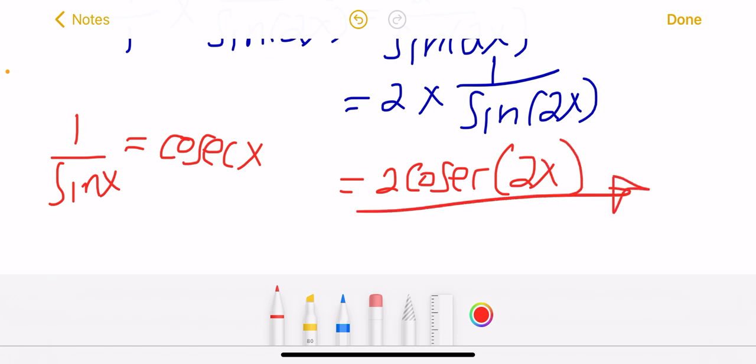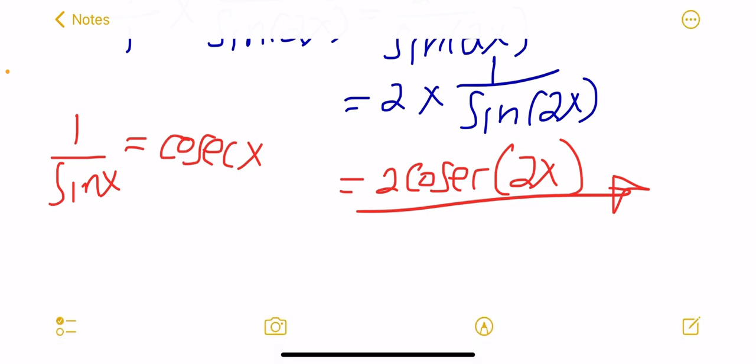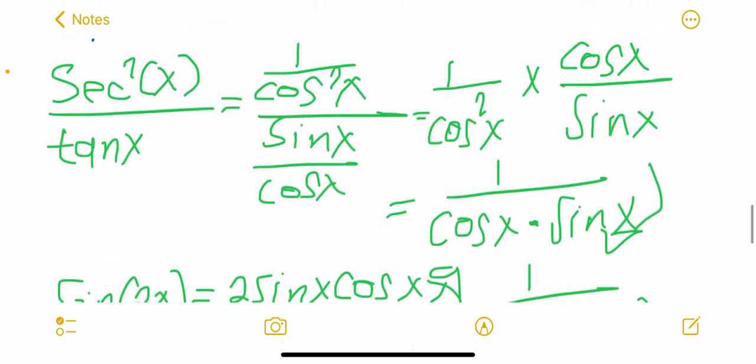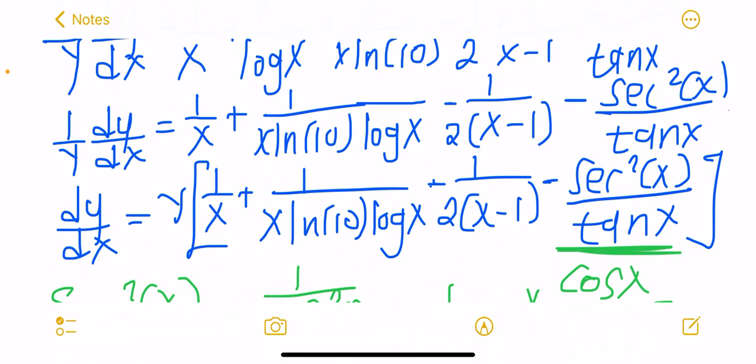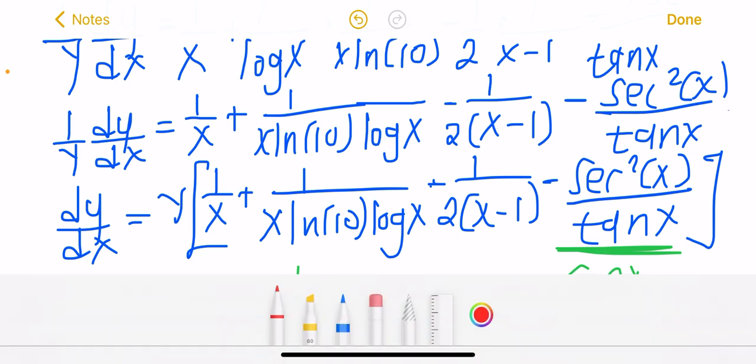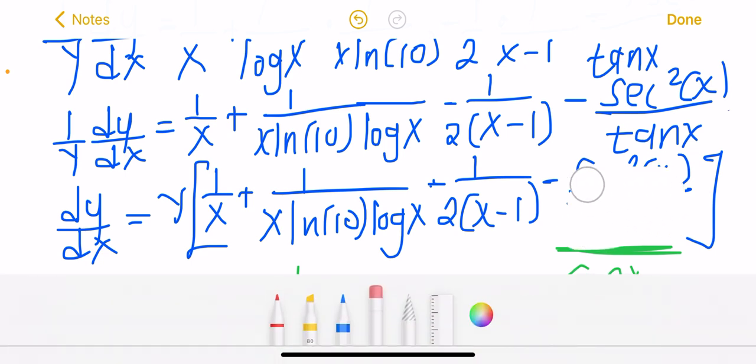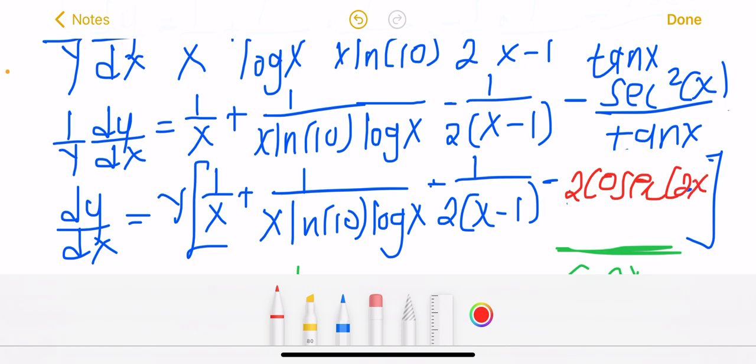So now we can take this answer and substitute it into our final answer. So we can take 2 cosecant of 2x, and we'll substitute it for the secant squared x over tan x. Okay, we can substitute it here. Therefore, we have 2 cosecant of 2x. That is our final answer.